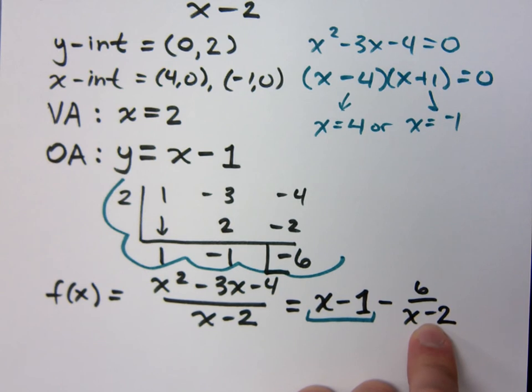So that's why I'm going to ignore him to find my oblique asymptote. I'm not saying he's not there. I'm saying when I'm talking about my asymptote, I'm going to ignore him. What is it?